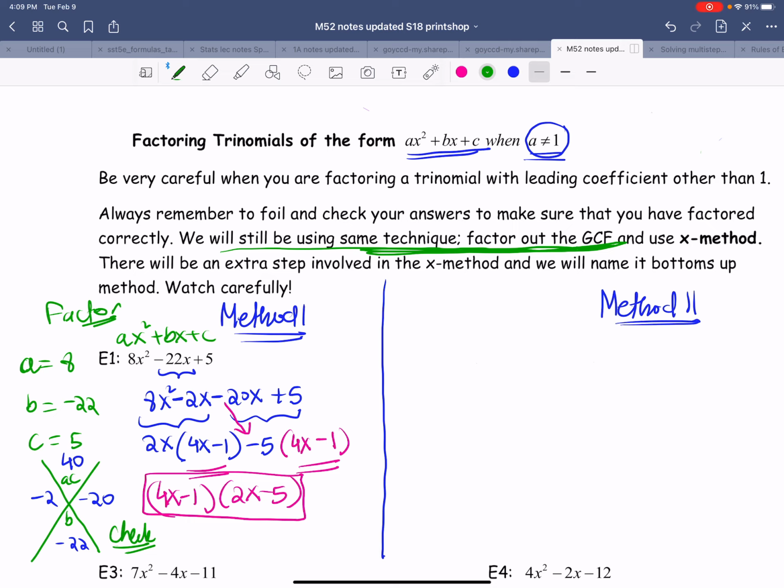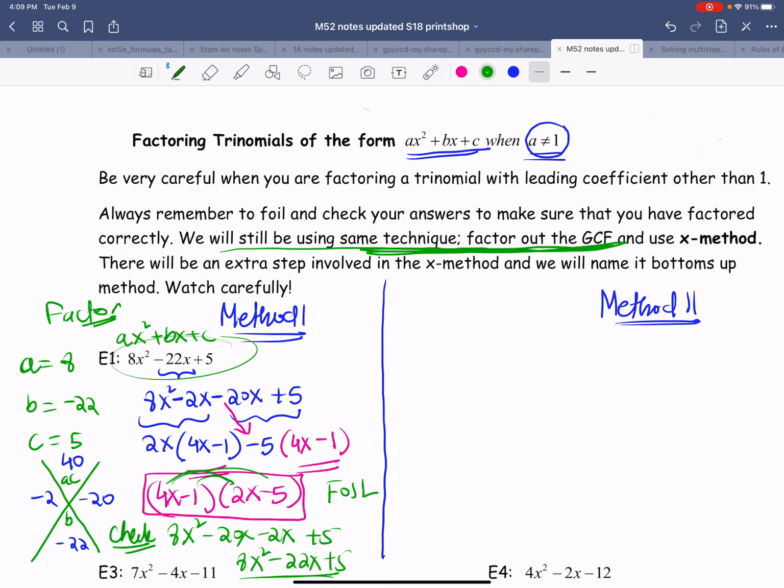Okay. Now, how can you check if your work is correct? You can check by doing FOIL. FOIL means first, outer, inner, last. First times first is 8x squared. Outer times outer is negative 20x. Inner times inner is negative 2x. Last times last is positive 5. We get 8x squared minus 22x plus 5 once we combine the like terms, and that's what we started with. So we got it correct.